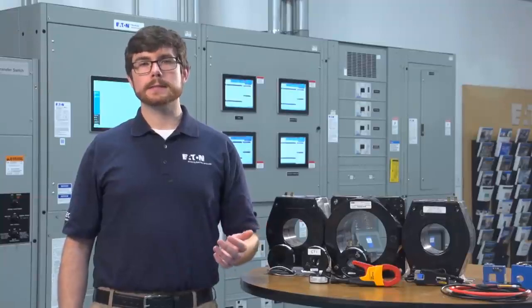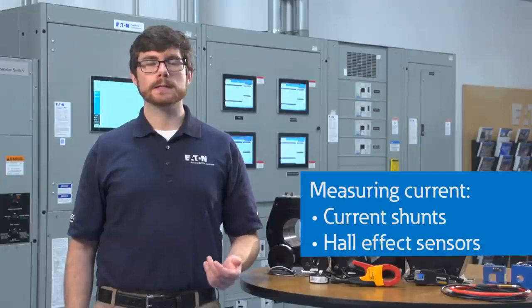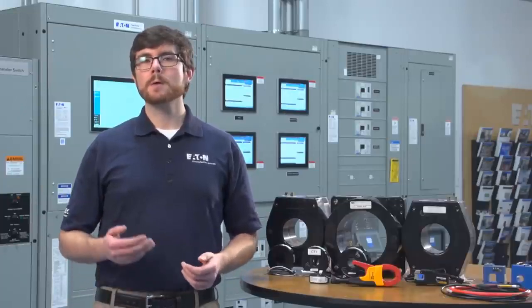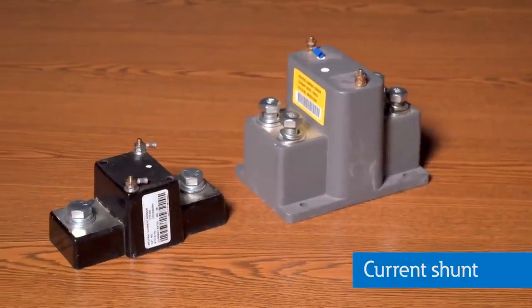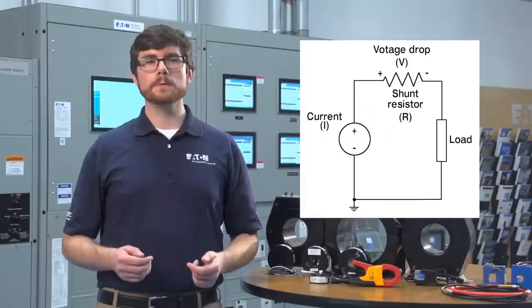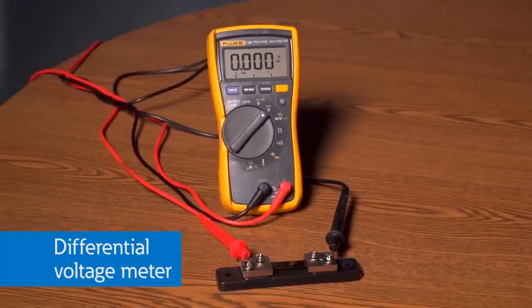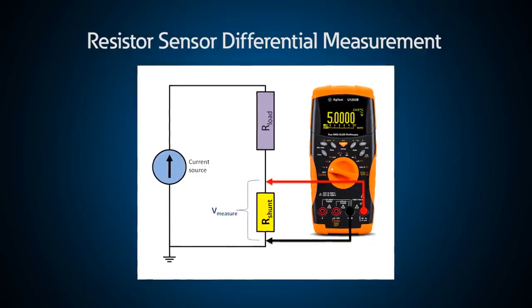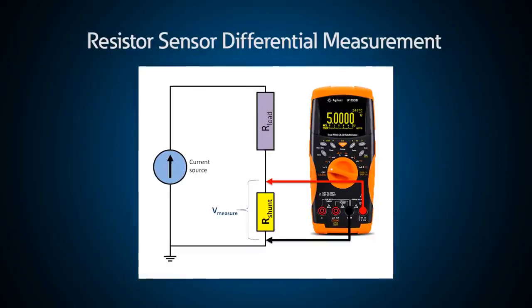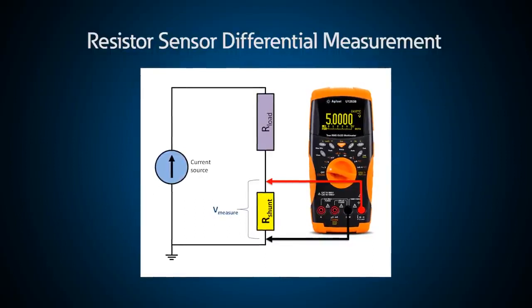In addition to CTs, there are a few other ways of measuring current, including current shunts, Hall effect sensors, and Rogowski coils. One of the easiest ways of measuring current is with a current shunt or shunt resistor. By using Ohm's law, a known value sense resistor in combination with a differential voltmeter can be used to measure the current passing through the resistor. Because the resistor is small in value, the voltage drop across it is also small, but the value of current can actually be quite large.